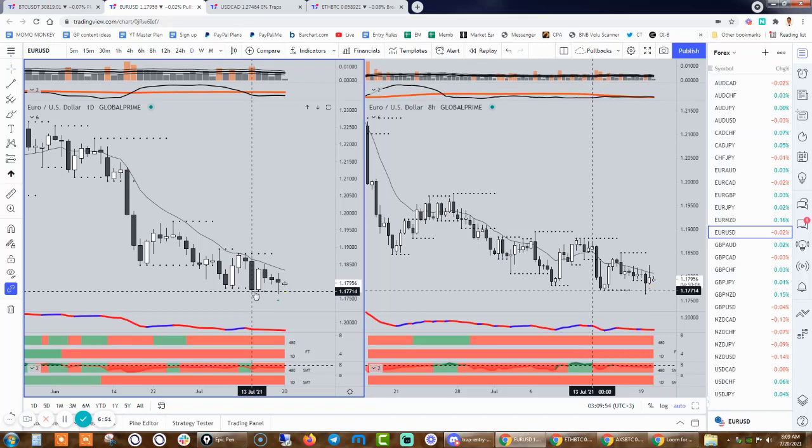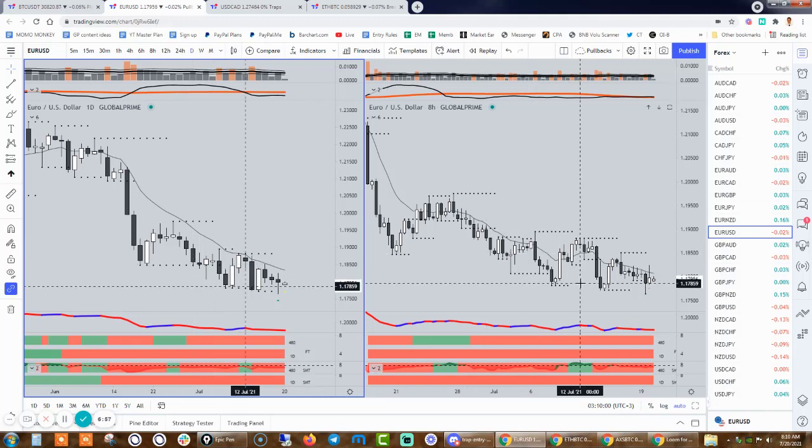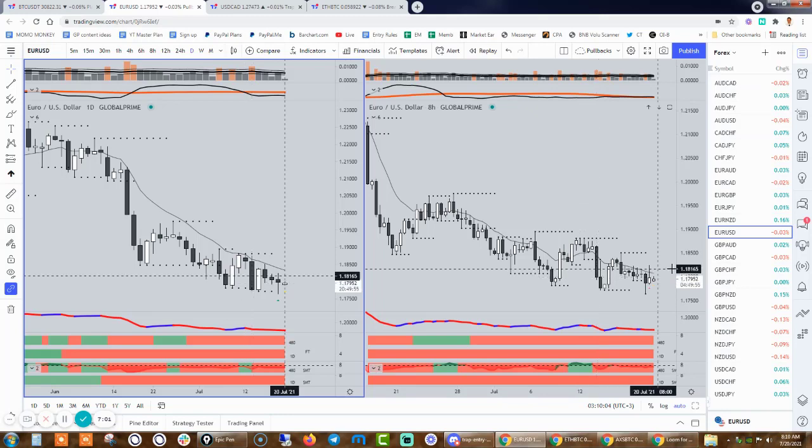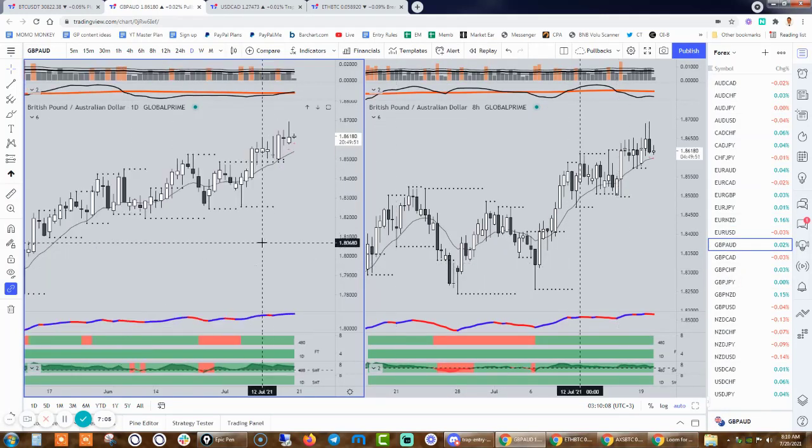So having a low range, a low volatile range, this is the type of market where taking pullbacks is going to be asking for trouble, essentially. Okay, so let's look into another market. In this case, we've got the pound against the Australian dollar.